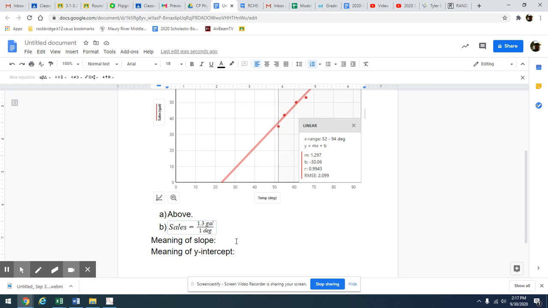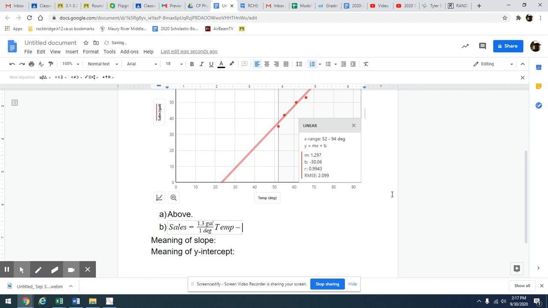I've had a lot of students who feel like once they put in the gallons and the degrees that they've done the putting in the variable part, but we have not. That's just the M. I've got the Y equals M, and now I need my X. That's temperature. And then my intercept is minus 30.